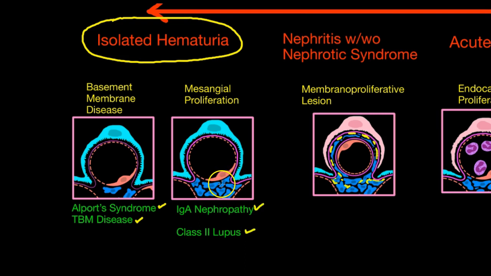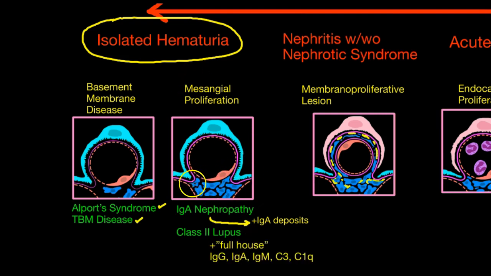So on our biopsy specimens, we can stain using immunofluorescence for different components, and IgA nephropathy is positive for IgA immune complex deposits, and so if we see deposits in the mesangium, that would make the diagnosis.